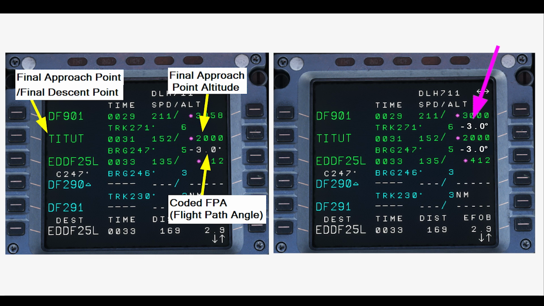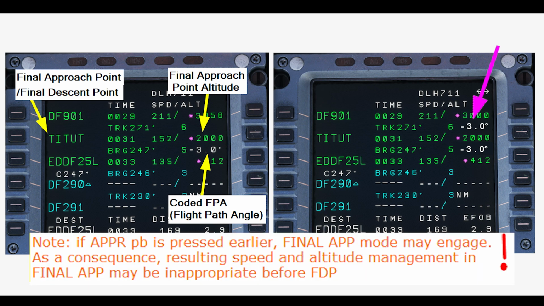So what's the reason behind the fact that you're not supposed to use the final approach mode prior to the final approach point? Airbus clearly warns in its document: if the approach button is pressed earlier, a final approach mode may engage. As a consequence, resulting speed and altitude management in final approach may be inappropriate before the final descent point. And that means that the autopilot may be very aggressive in chasing any vertical deviation that the aircraft may encounter.